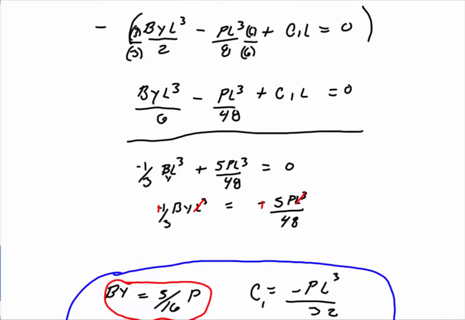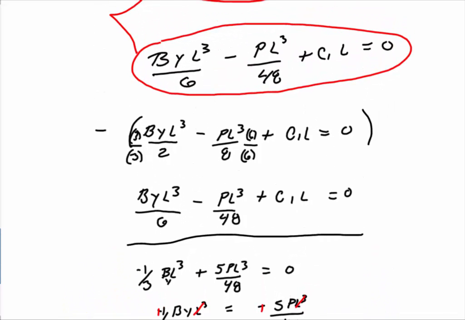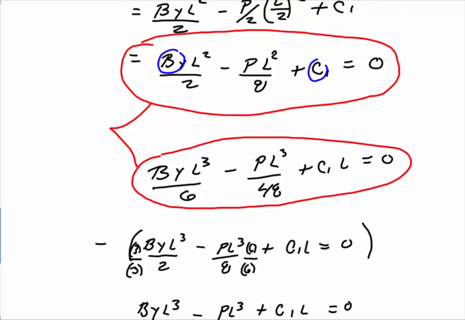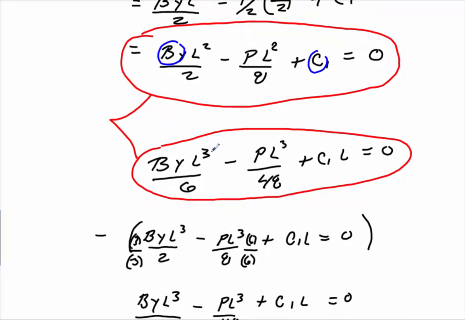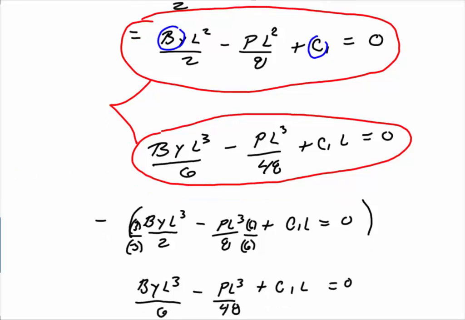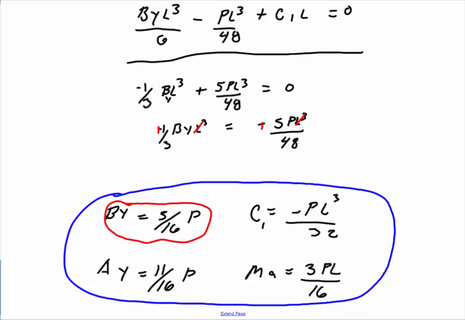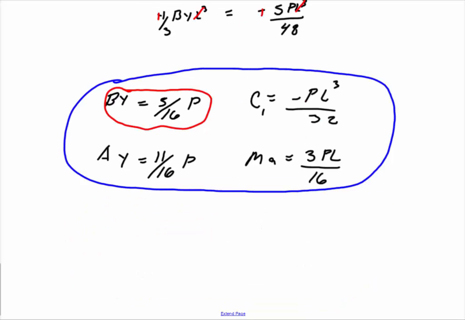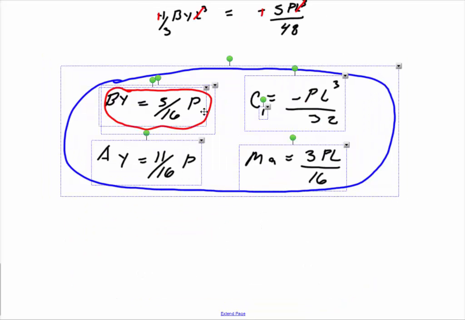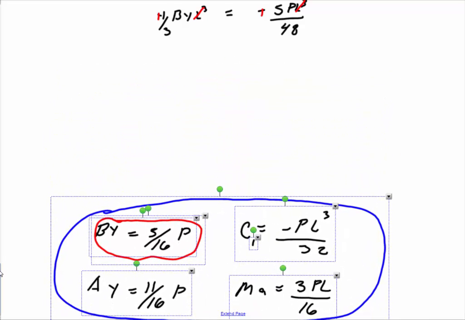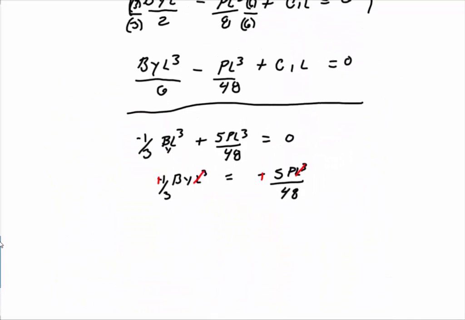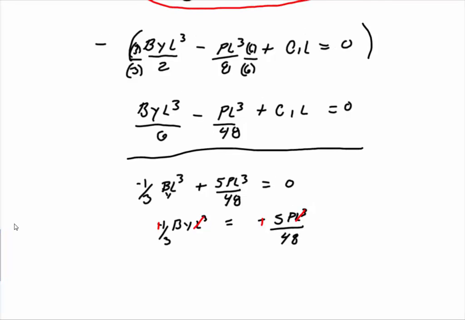So now, since I know that, all I have to do is put it into this equation here for BY, and I solve for C1. Well, let's do that, because I don't think this is right. This came from the solution manual, so let's just move this on down here. The 5/16, I agree with that. Alright, so let's move that down.